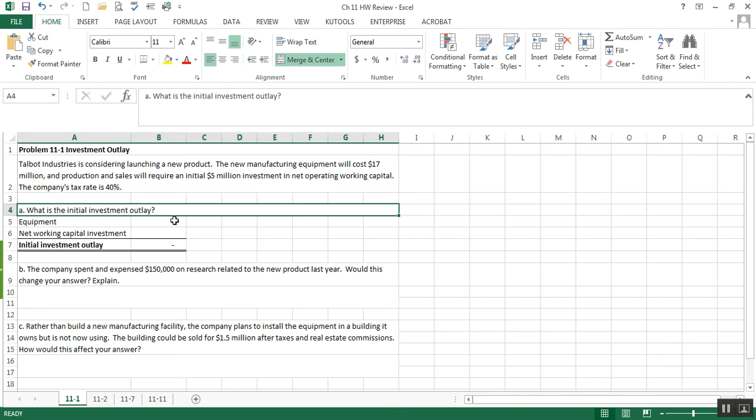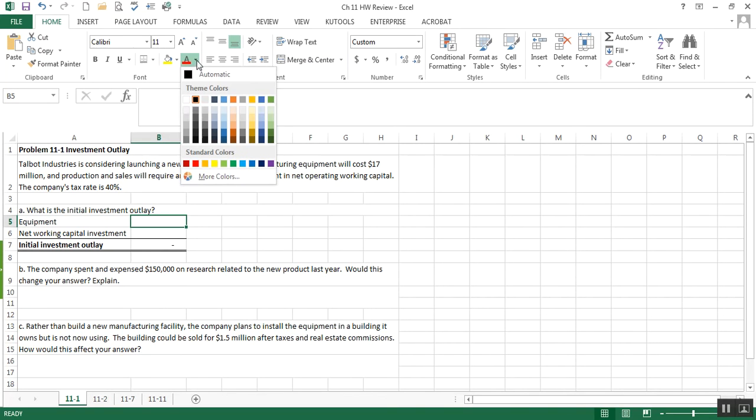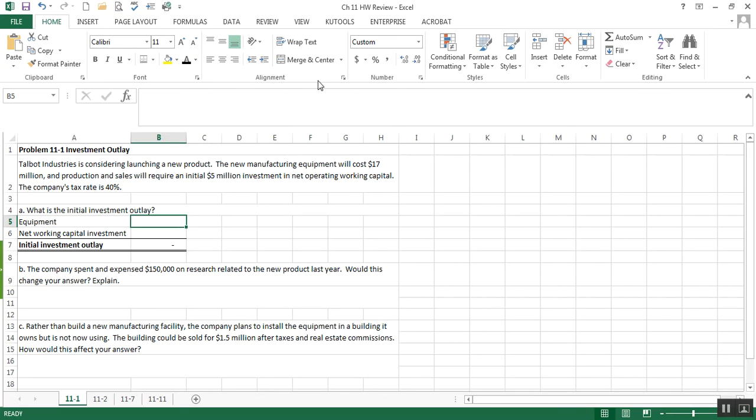Well, first we're going to look at the equipment, since we know that we're going to be buying new equipment. That'll be $17 million. And then the problem also tells us that we're going to require an initial $5 million investment in net operating working capital. That's going to be an expenditure of cash. So our initial investment outlay is $22 million. That's our initial cash outflow for year 0.